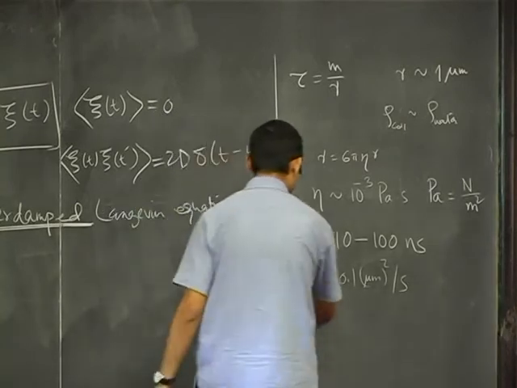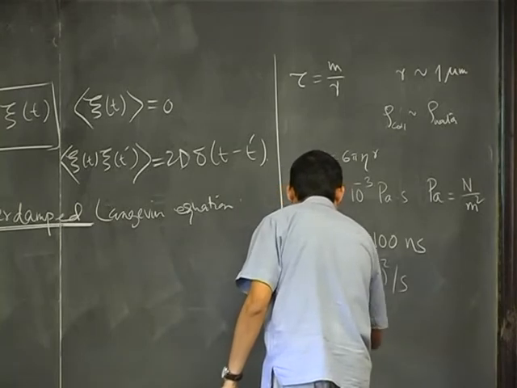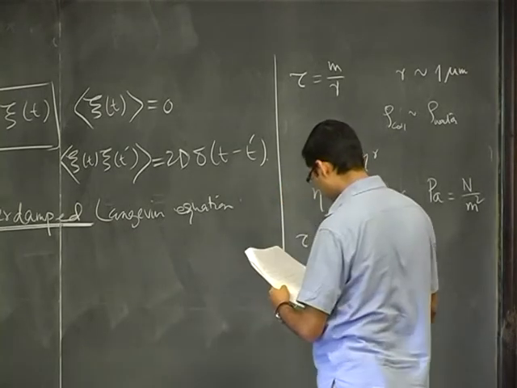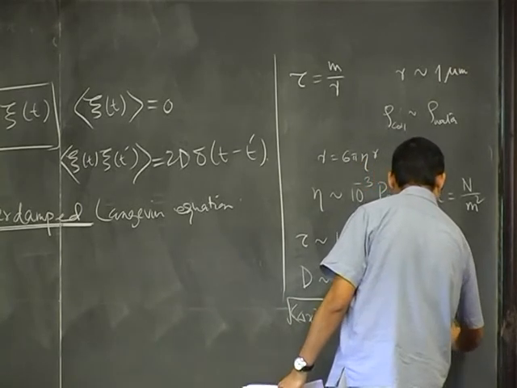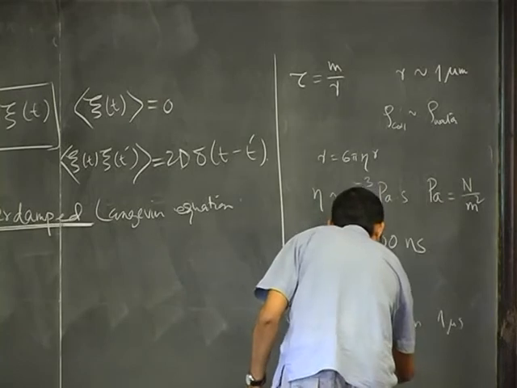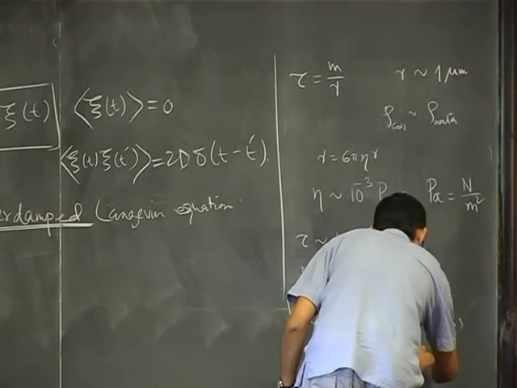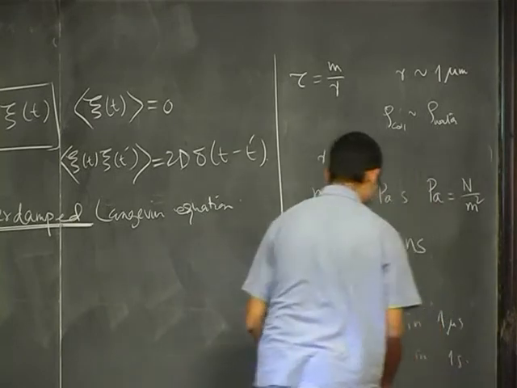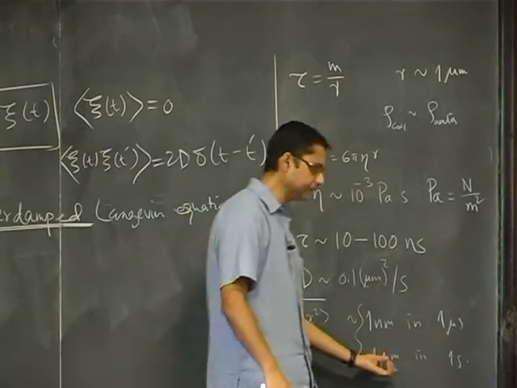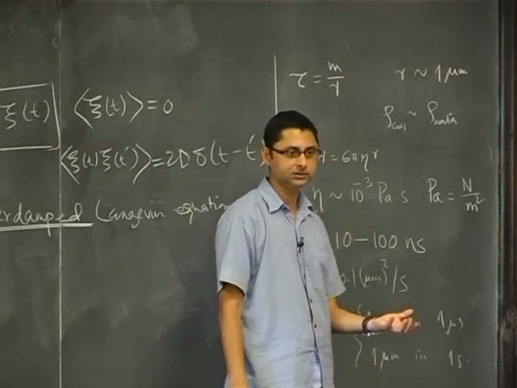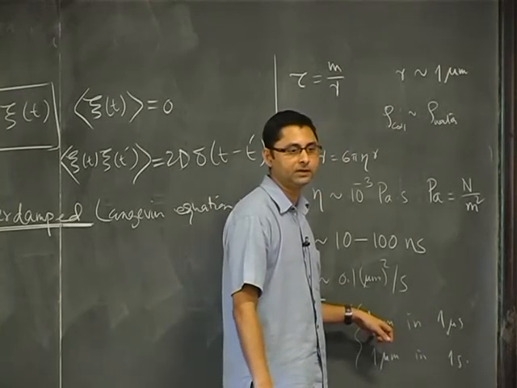So if you see that, the delta x square, the average square of this, will be about 1 nanometer in 1 microsecond and about 1 micrometer in 1 second, right? If you look at an ordinary microscope which has a resolution of micron size, you will not see this movement.